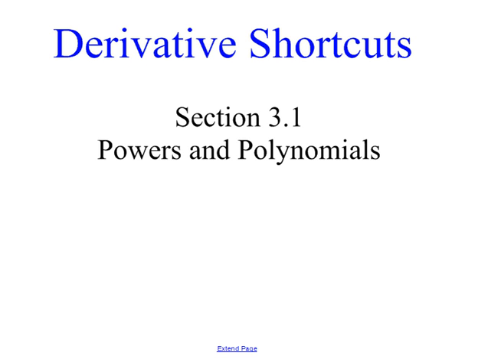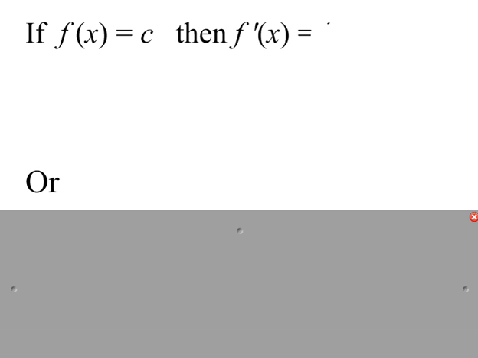Hello, today we're going to do derivative shortcuts. So all those limits that we did in the last chapter, we have found shortcuts for. Our first idea that we're going to look at is just a constant. If I take the derivative of any constant, what's it going to be?